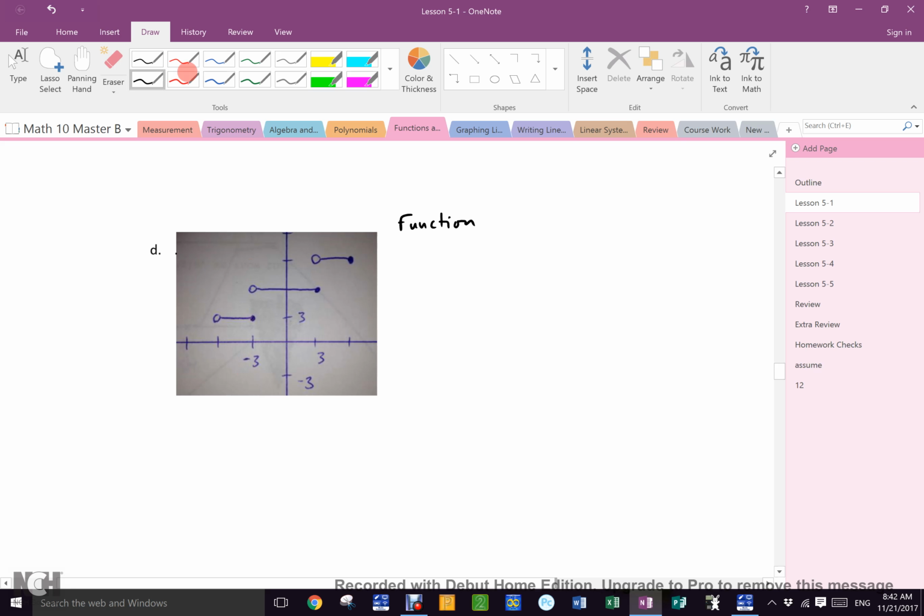All right, now let's check our domains and ranges. They get weird. What is my smallest domain? Look closely.